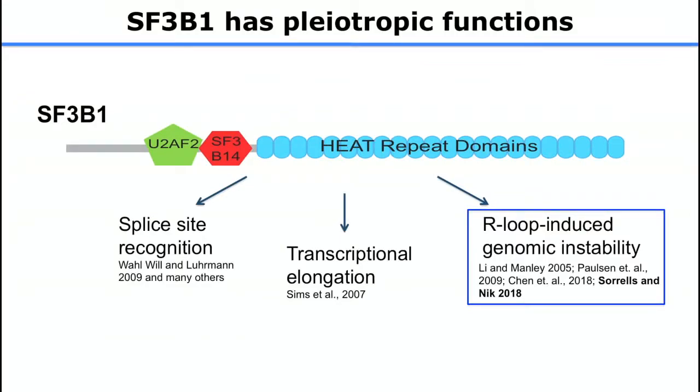So there are at least three different functions. Just like R-loops are pleiotropic, so is Sf3b1. I just mentioned the most canonical, well-understood functionality of Sf3b1 in splice site recognition. There's also some work implicating Sf3b1 and other splicing factors in regulating transcriptional elongation. And then work by many people, including our work that I'm going to tell you about today, has shown that Sf3b1 may be important for regulating R-loop levels, which is important for maintaining genomic integrity.